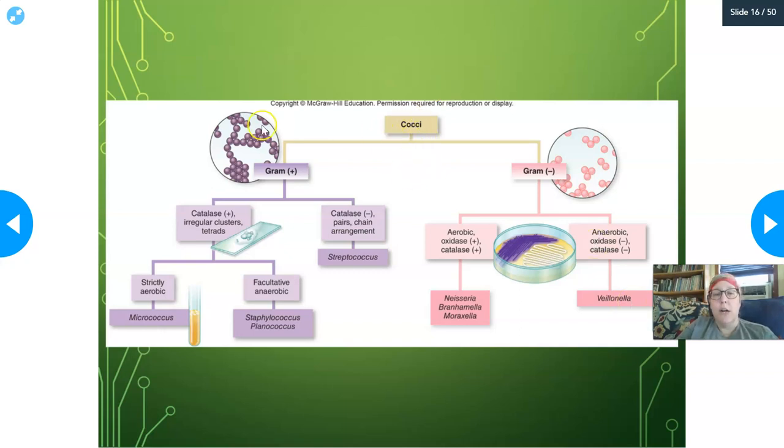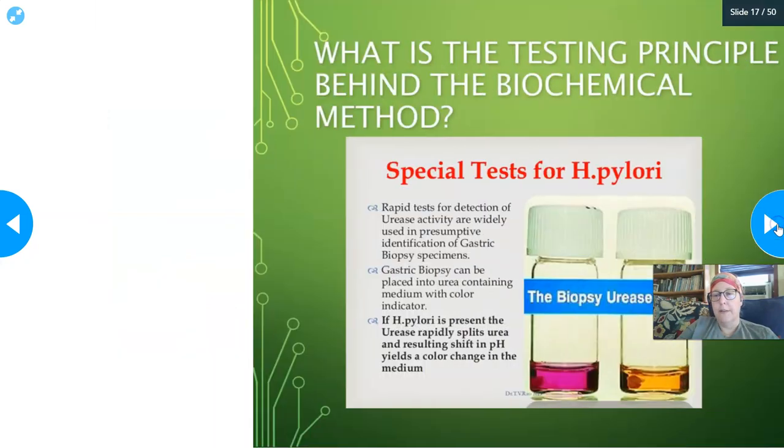If your cocci are gram-positive, if they're catalase positive and they're in irregular clusters and tetrads, so you have bubbling there on the catalase slide, then if it's strictly aerobic, it's Micrococcus, but if it's facultatively anaerobic, then it's going to be staph, any of the staph, staph epi, staph aureus, all that, and it could be Planococcus also. But if it is catalase negative, and especially occurs in pairs and chains, then it's Streptococcus. Because remember, they are both gram-positive cocci. So the catalase test is a quick way to distinguish the difference between staph and strep. So there you have it.